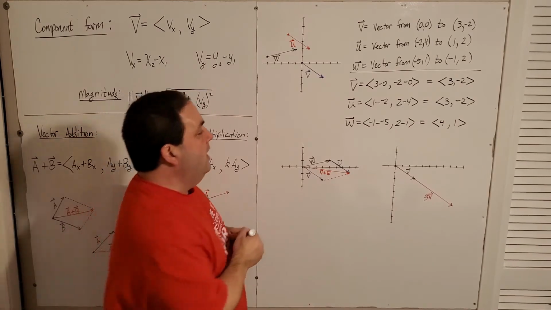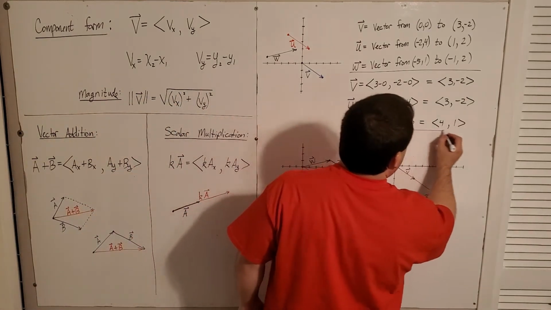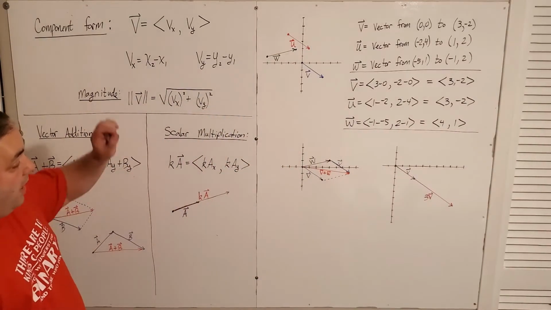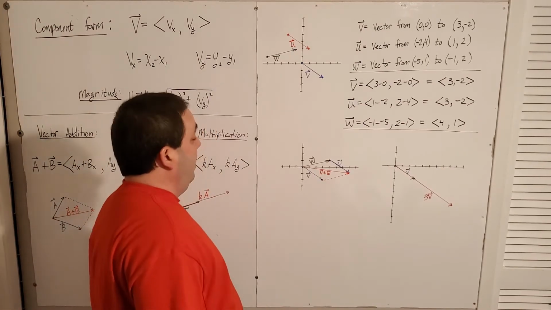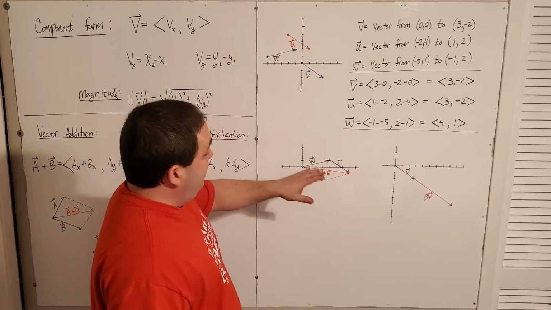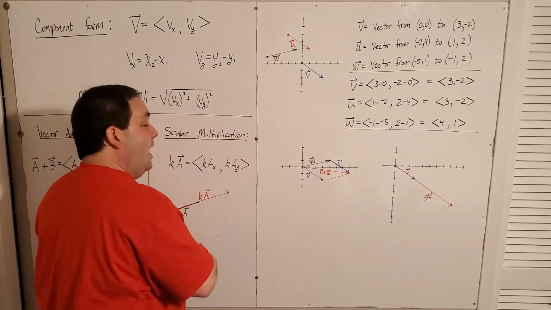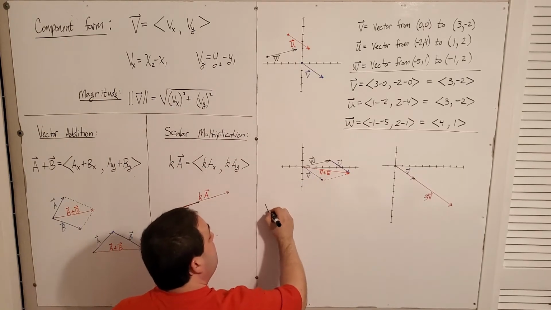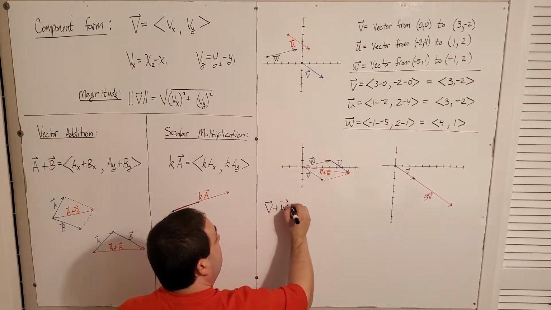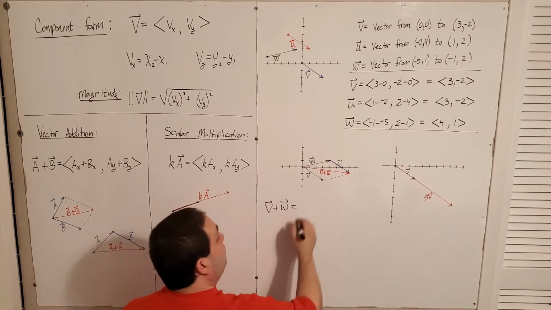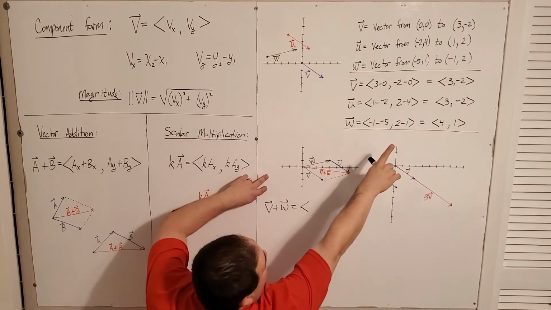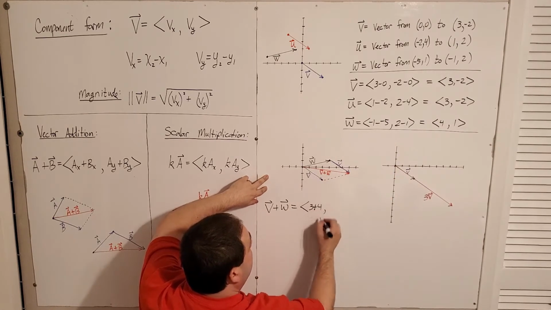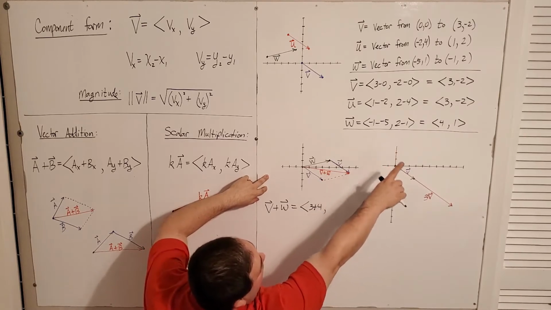Now let's go through and do a couple of the algebraic combinations that we were talking about here. For example, vector addition. Right here, I want to talk about the vector addition between V and W. I drew it out, but let's actually go through and do the addition here. Vector V plus vector W is going to be 3 plus 4 and negative 2 plus 1.